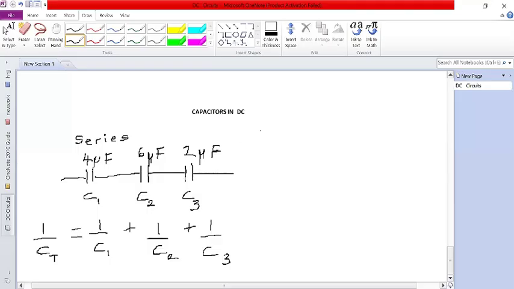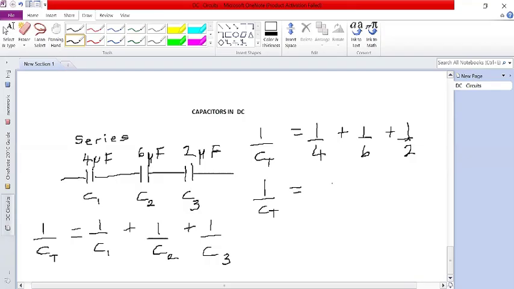Then let's substitute values. So 1 over CT is equal to 1 over C1. The value of C1 is 4, so it's 1 over 4 microfarads, but we don't have to put units in the calculations. We just put the units at the end. Then plus 1 over C2, which is 1 over 6. Then plus 1 over C3, which is 1 over 2. So here what we do, we look for a common denominator.